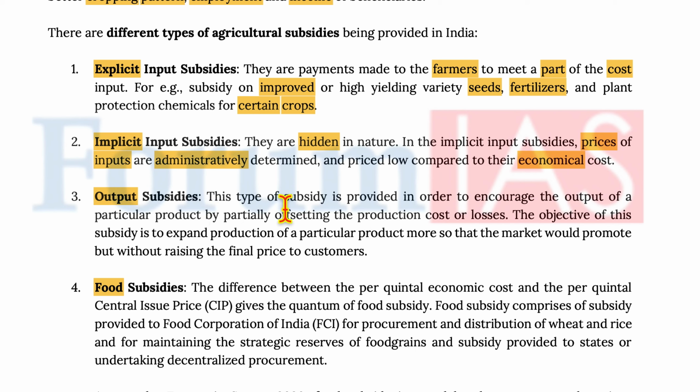Now, output subsidy is a type of subsidy that is provided in order to encourage the output of a particular product by partially offsetting the production cost or losses. The objective of this subsidy is to expand production of a particular product more so that the market would promote, but without raising the final price to the customers.